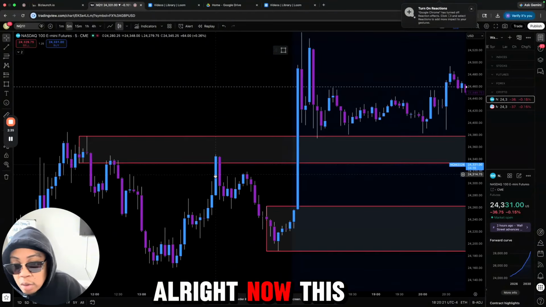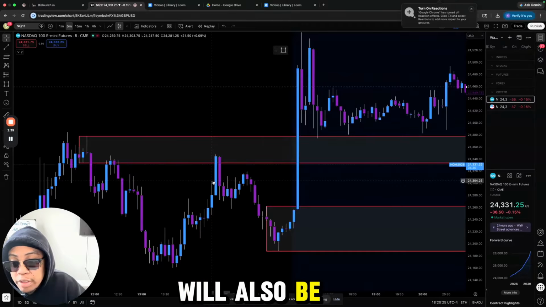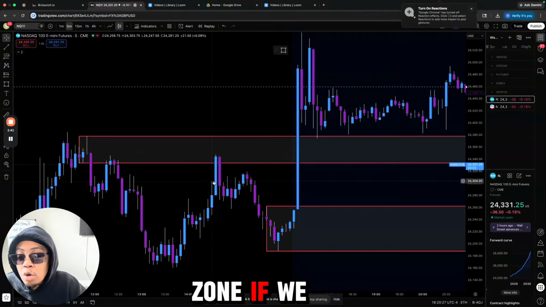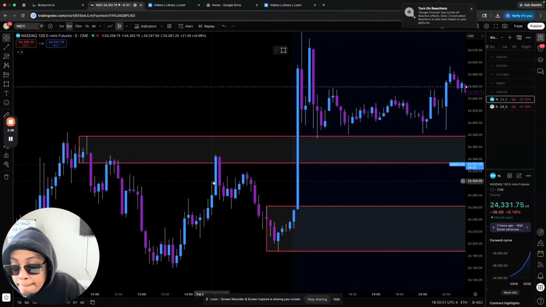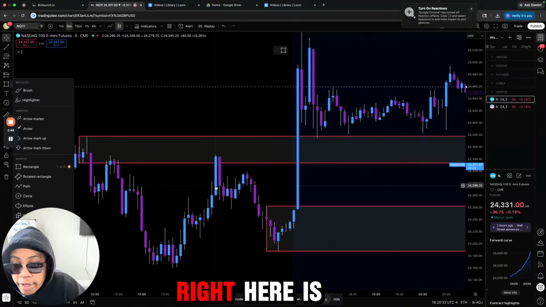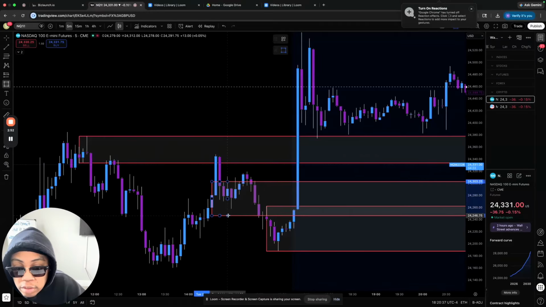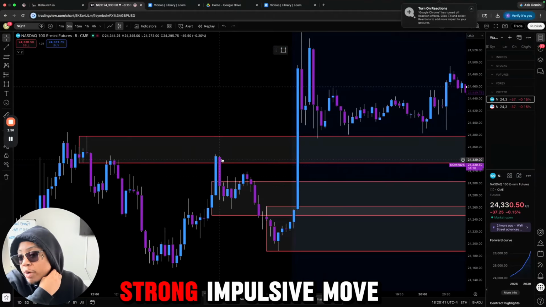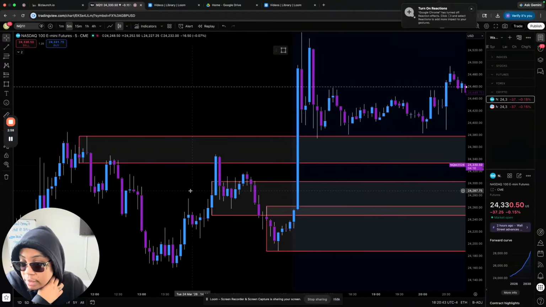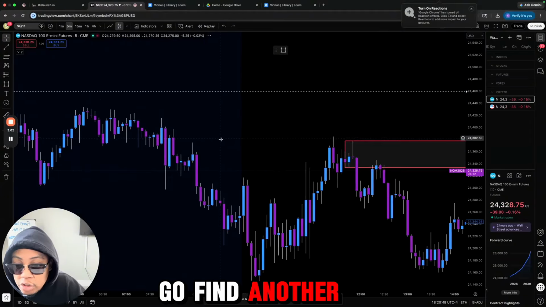All right. Now, this right here will also be considered a demand zone if we were in an uptrend, right? All right. So this right here is also a demand zone. All right. This candle engulfed this candle. It made a strong impulsive move away. All right. So now let's go find another supply zone.